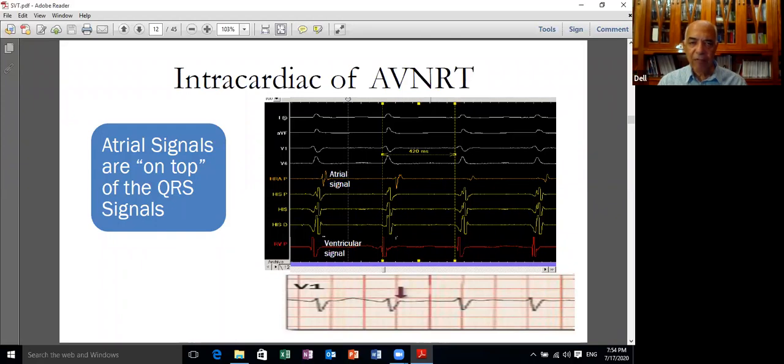So if you see here, the His bundle gets affected. This is a fulcrum point. This is a fulcrum point. The His bundle gets affected and gets activated. And then from the fulcrum point, retrograde activation occurs and produces the atrial signal, and anterograde activation goes to the ventricle to produce the ventricular signal.